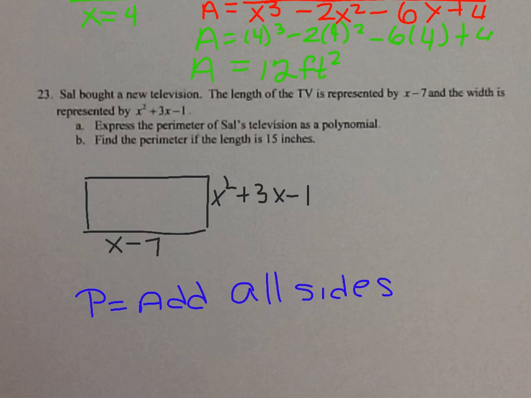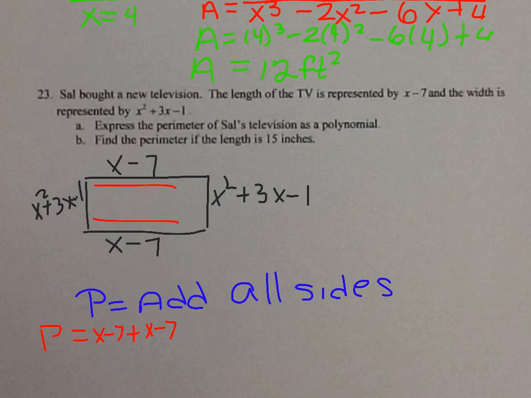So it is a rectangle. So remember, opposite sides are congruent. Opposite sides are equal. So if one side is x minus 7, the other side is x minus 7. And if the width is x squared plus 3x minus 1, so is the other side. So now we're going to add up all the sides to find the perimeter. So P equals x minus 7 plus x minus 7. Those are these two sides here. Now we're going to do these two sides here. Plus x squared plus 3x minus 1 plus x squared plus 3x minus 1.